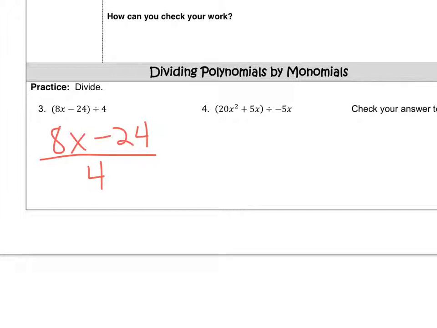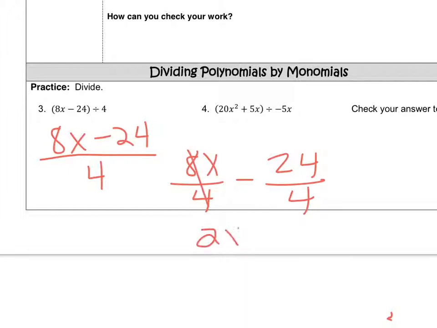So really what that is, 8x divided by 4 minus 24 divided by 4. So here we can say 8 divided by 4 is 2. So 2x minus 24 divided by 4 is 6. So that process, something you already know how to do. We're not going to spend a lot of time sitting here beating a dead horse. Let's go ahead and turn the page.